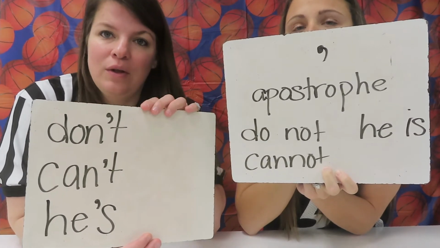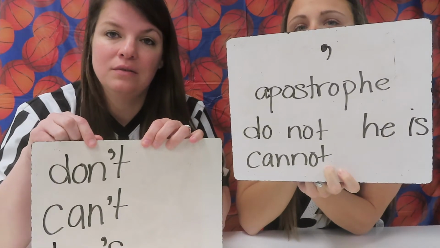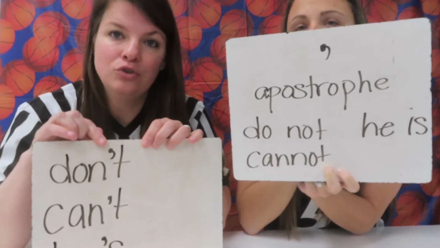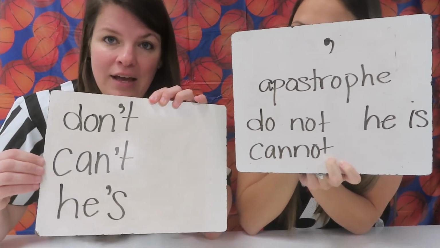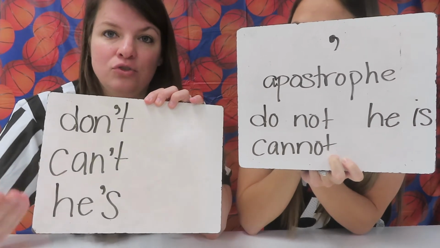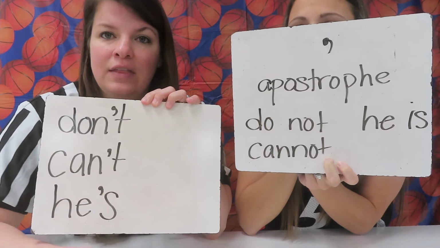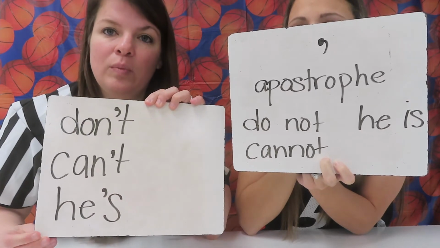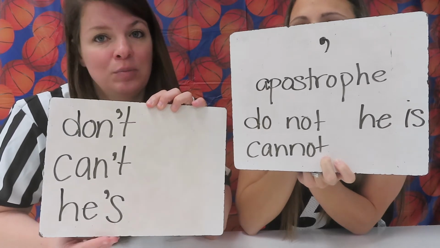In this one you'll notice that we put do, and then we took the word not, got rid of that O and dropped it and added an apostrophe in its place to make don't. And cannot, we did can, we dropped the N and the O and then added that apostrophe in its place, and then the T. And then he is, we put he's, and we got rid of that I and put the apostrophe in its place.